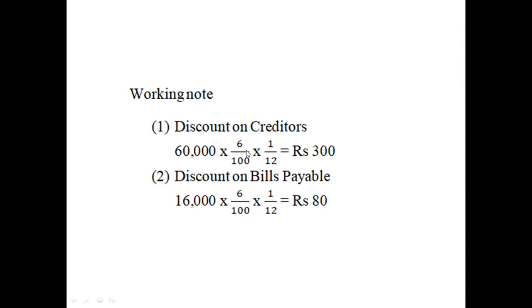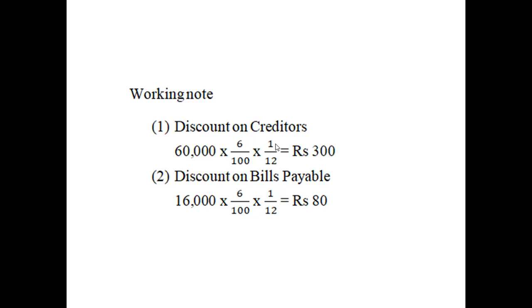Now this discount on creditors is 60,000 into 6%. 6% is the given rate. So why are we doing 1 by 12? We are doing 1 by 12 because the payment was to be made after December. That is, they have not reached the due date, which is after 1 month, but the firm is getting dissolved before that time period.